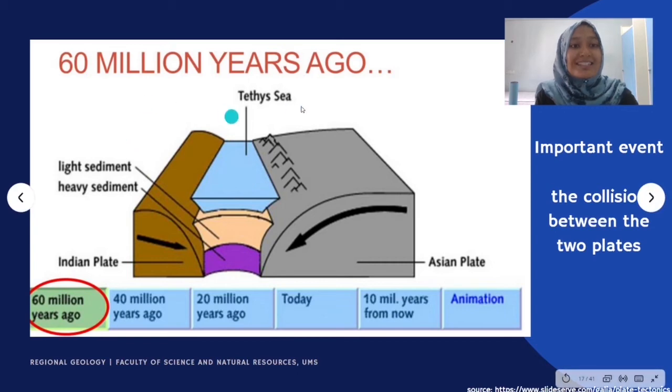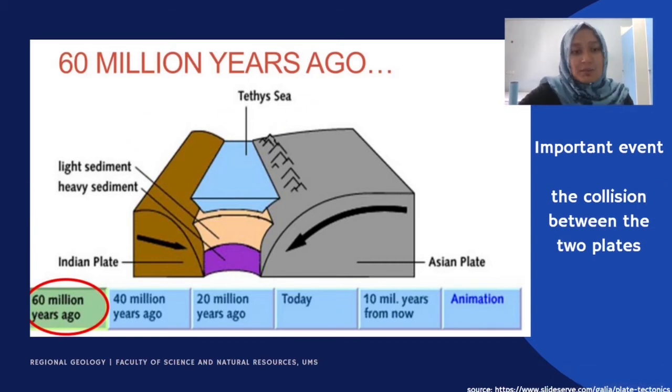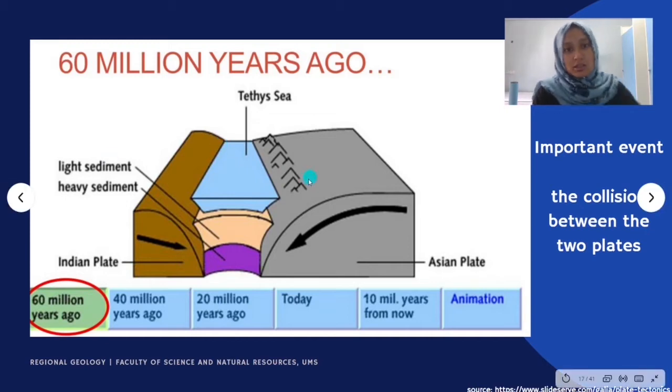It all started 60 million years ago, and what happened 60 million years ago is how the Indian plate starts to approach the Eurasian plate, and it moves upwards slowly by 4 to 6 centimeters. And the most important event that occurs is the collision between the plates. It hasn't started yet, but it's only starting now. And you can see that over here, it's actually separated by the Tethys Sea.